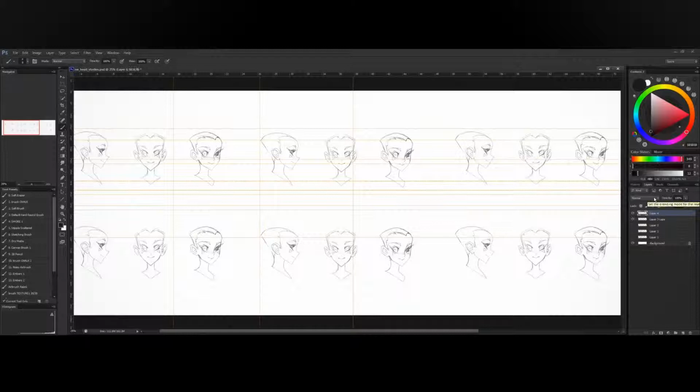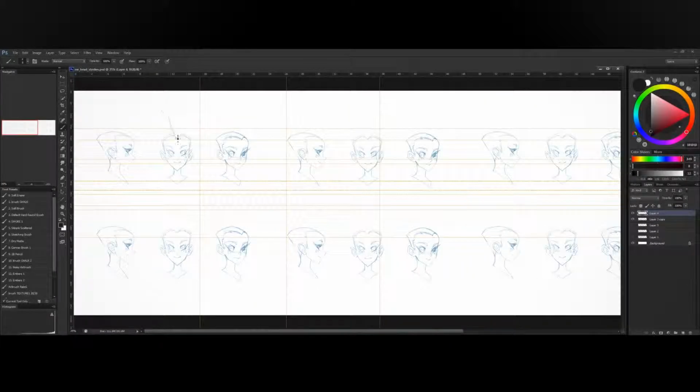Hey everyone, Sycra here, and today I'm continuing with my series on this character design for Space Waitress K, as I've called her. And so now I'm figuring out hair.